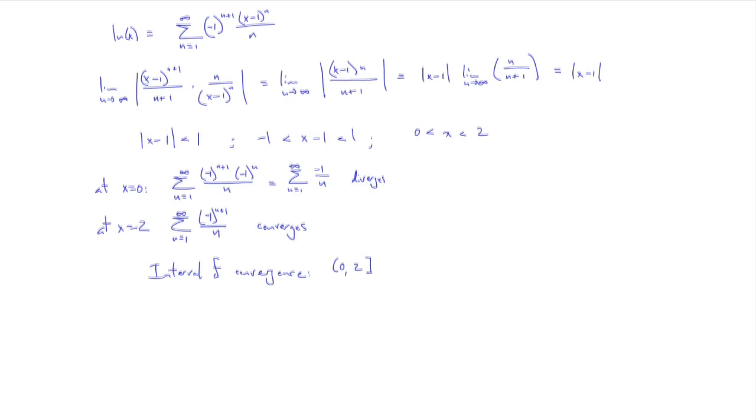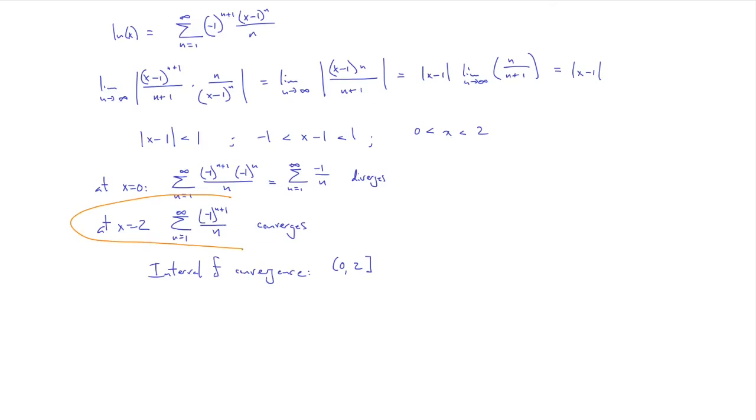And just as an interesting aside, the fact that this power series converges at x equals 2 means that the series sum n equals 1 to infinity of (negative 1) to the n plus 1 over n, the alternating harmonic series, well, we knew it converged, but now we know what it converges to. It's precisely equal to the natural log of 2.